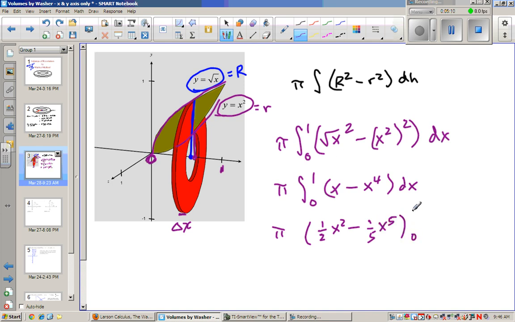From 0 to 1. When I plug in 1, I get 1/2 minus 1/5. I plug in 0, minus 0, plus 0. Clean up my fraction there. I've got pi. Common denominator is 10. On top, this would be a 5 minus 2. And my final answer is 3/10 pi.